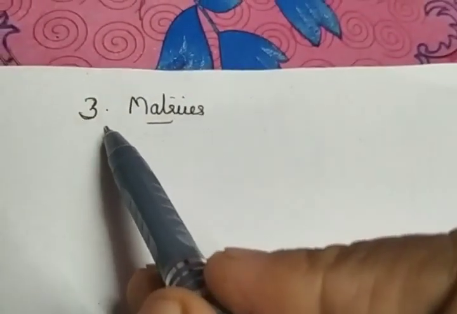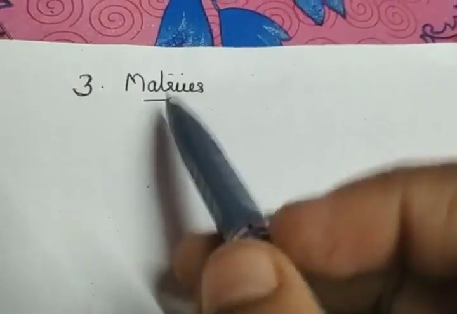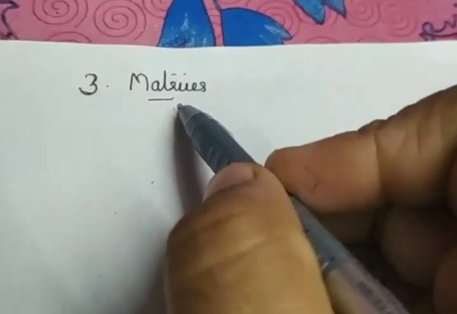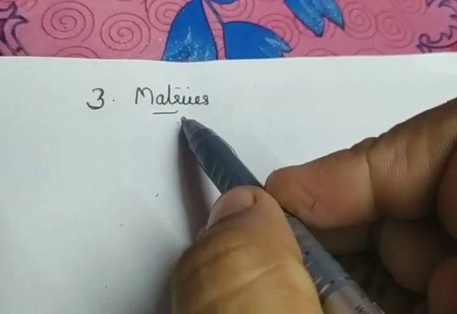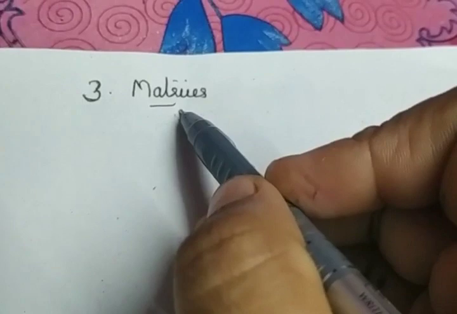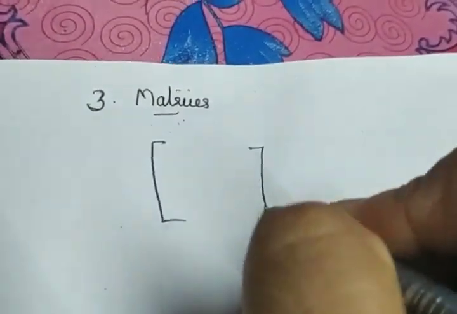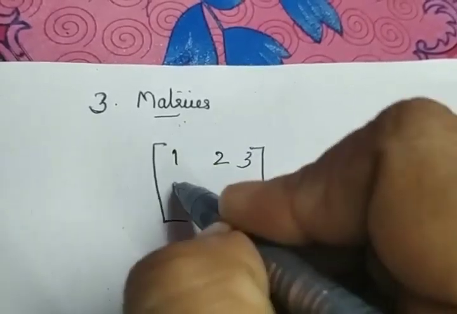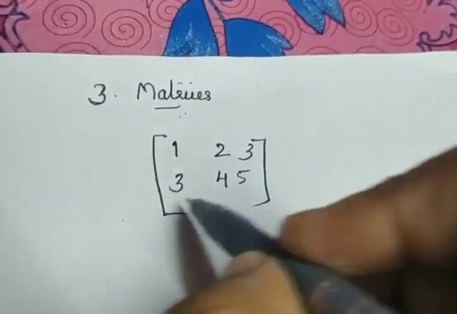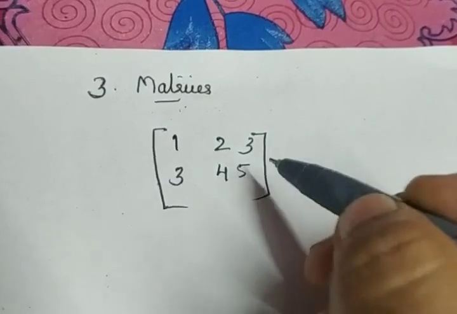So we have dealt with the chapter matrices. We will see what all were there in that chapter. What was a matrix? A matrix is a rectangular arrangement of numbers or functions in rows and columns. If I am taking a matrix 1, 2, 3, 3, 4, 5, this is an arrangement of 6 elements.